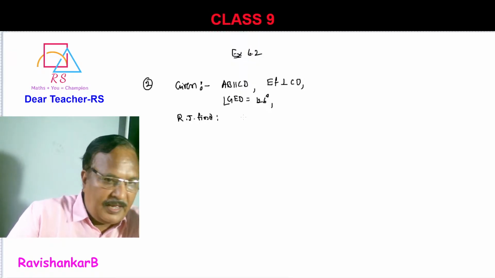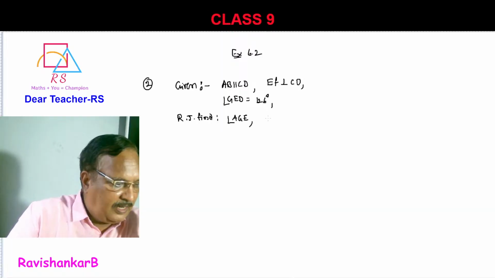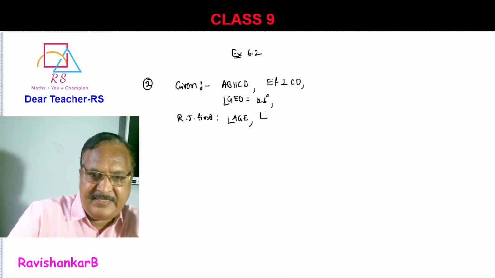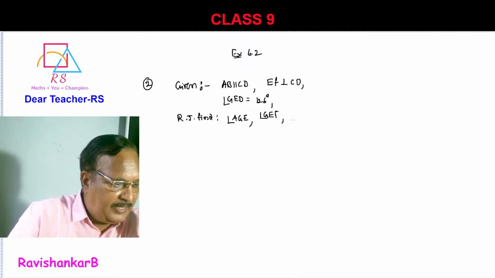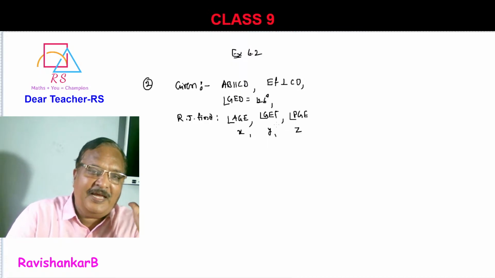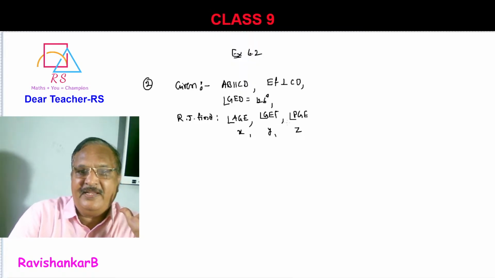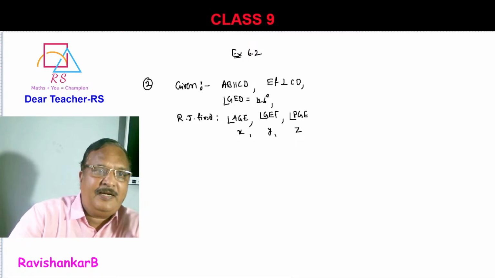So angle AGE is needed, and angle GEF is needed, and angle FGE is also needed. So I will write this as x, and this as y, and this as z. So now I have to find out x, y, z, or angle AGE, angle GEF, angle FGE from the diagram. Now let me draw the diagram.